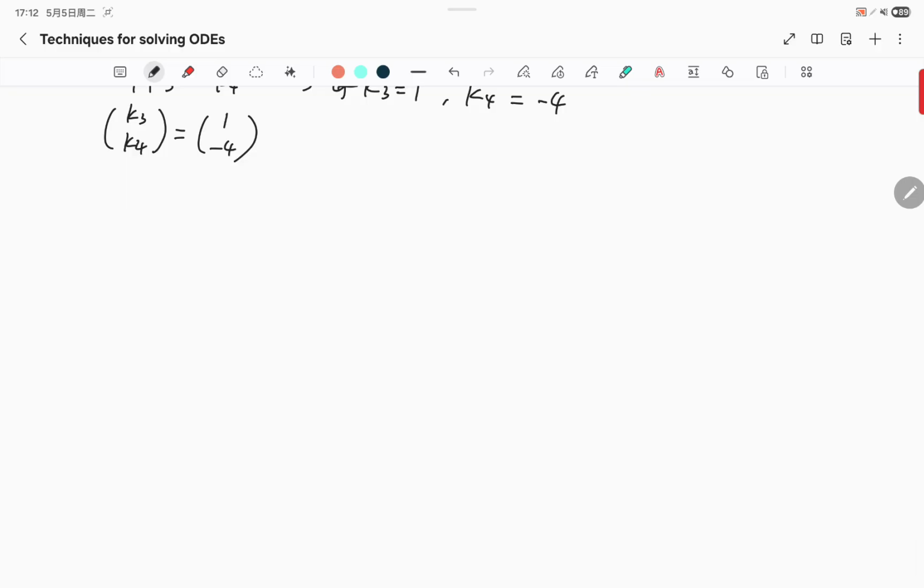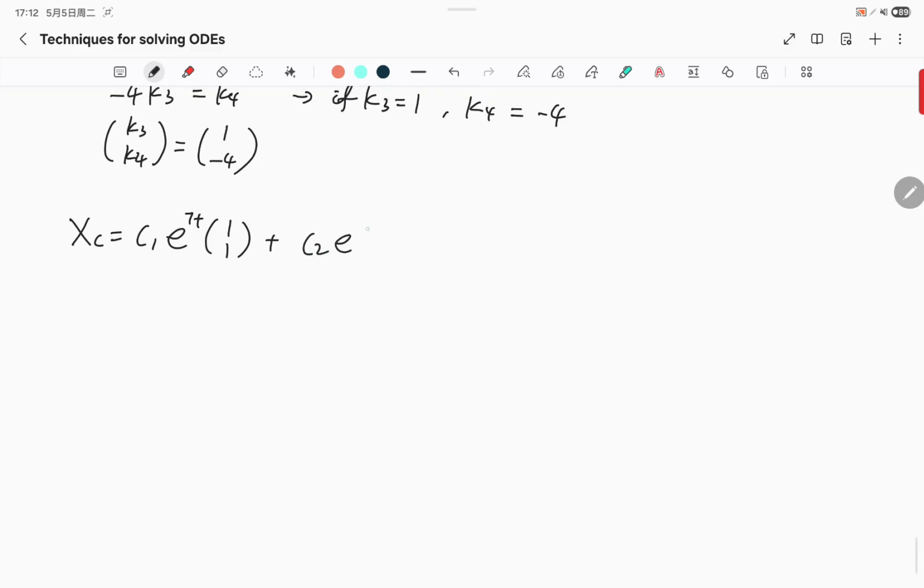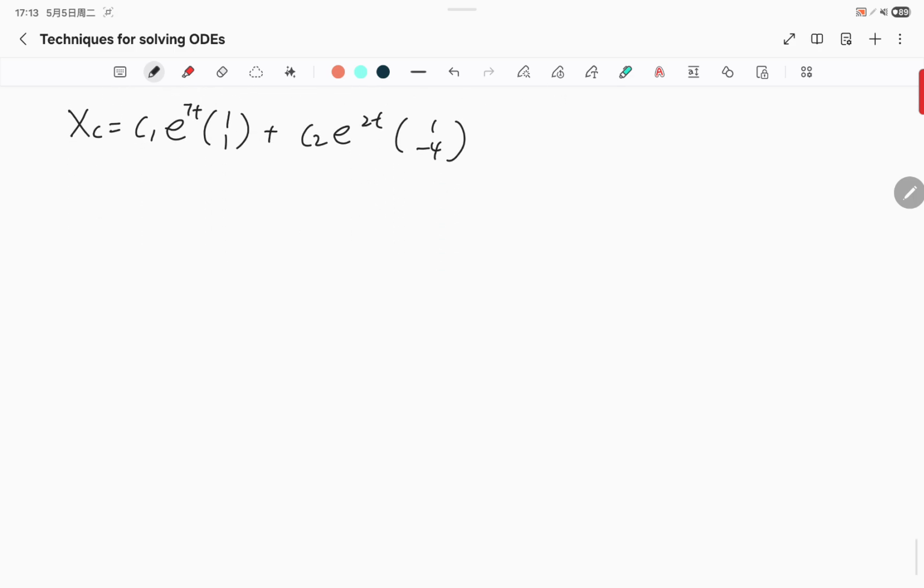Therefore, plugging into the template for the case where you have two real eigenvalues, this thing is equal to C1 e^(7t) (1, 1) plus C2 e^(2t) (1, minus 4). Now we're going to need to deal with x of t.